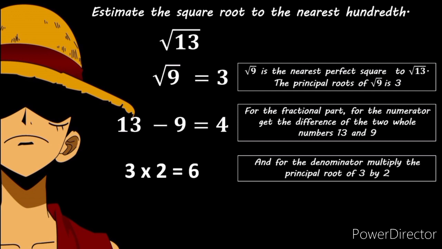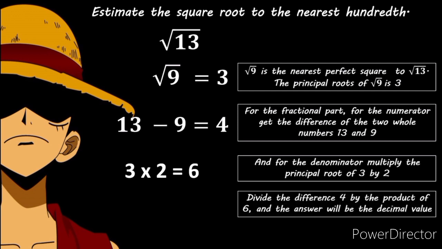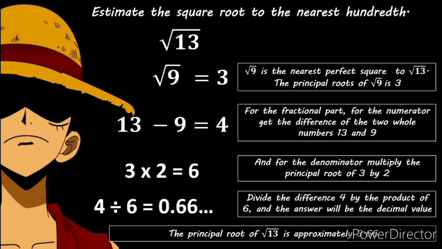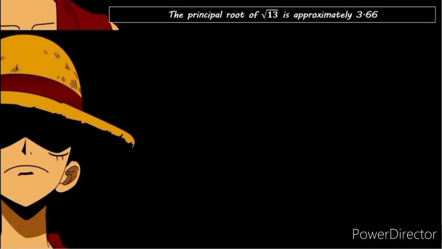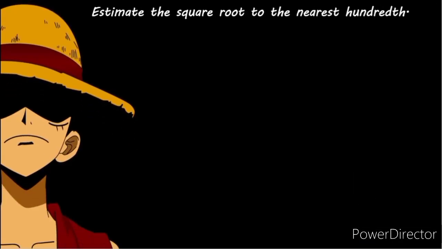For the next step, divide the difference 4 by the product 6, and the answer will be the decimal value. 4 divided by 6 is equal to 0.66, and so on. The principal root of the square root of 13 is approximately 3.66. Let's try this given example.